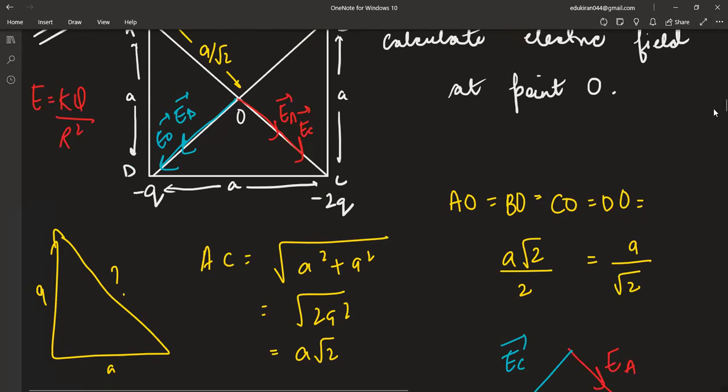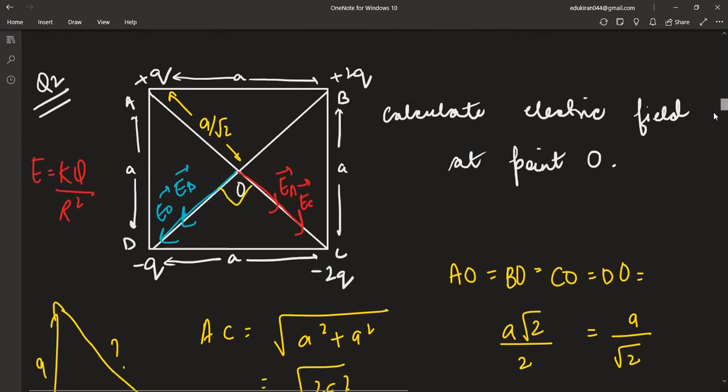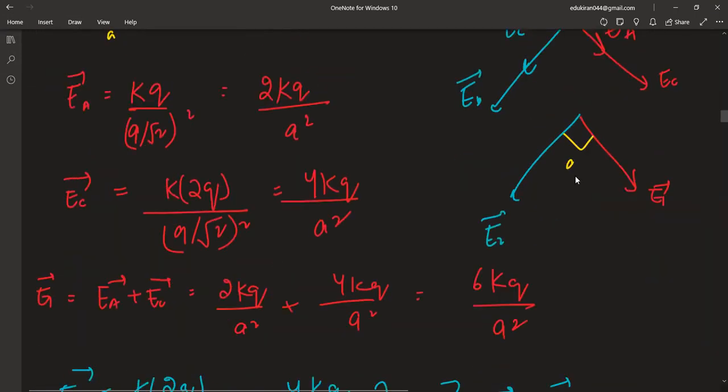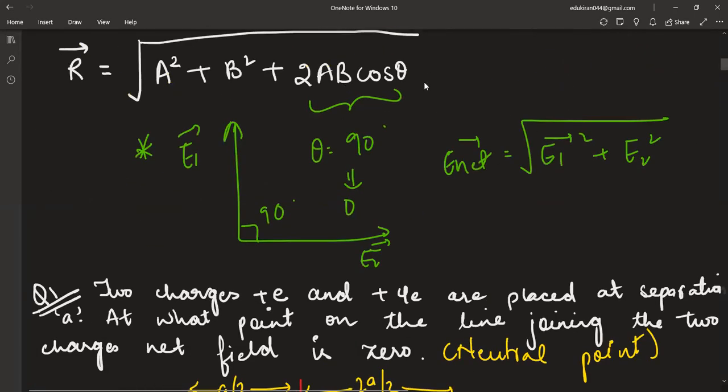See, always remember the diagonals of the square, they are perpendicular bisectors of each other. It means this angle is 90 degree. So the angle between them is 90 degree. Two vectors acting at 90 degree. We have discussed this. Because theta is 90 degree and cos 90 is 0, this term becomes 0. So what are we left with? Under root A square plus B square.